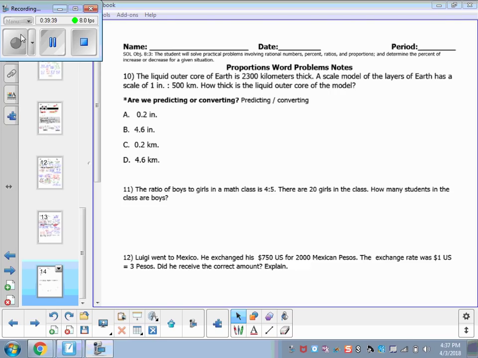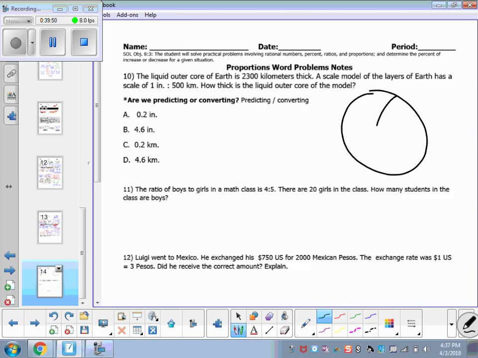So for number 10 then, the liquid outer core of Earth is 2,300 kilometers thick. What that means is, like a lot of times with a sphere, when you draw a model of Earth, what they're saying in this model is that the liquid outer core is going to have a thickness. It's really hard for me to draw here, but it's just saying this whole outer part is going to have a thickness of 2,300 kilometers.